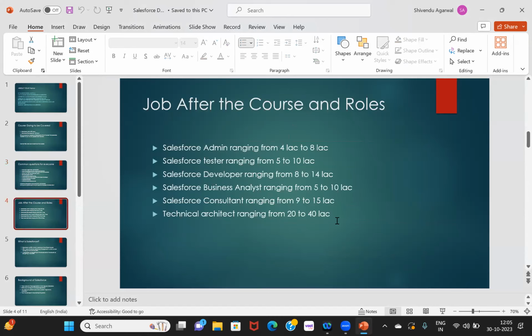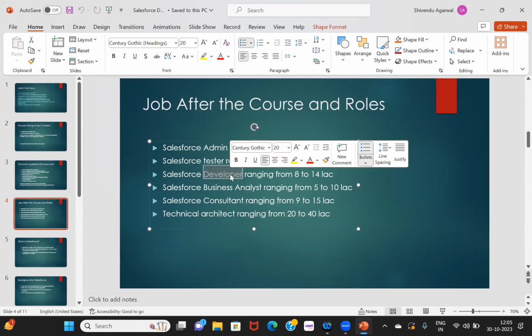What are the jobs that you are getting, and what is the package that you are getting? That's a rough figure, don't take it as a fixed one. If you are getting a job in Salesforce admin, it ranges from 4 to 8. For only admin jobs you get a little less package, and very few jobs are there if you are working only as a Salesforce admin.